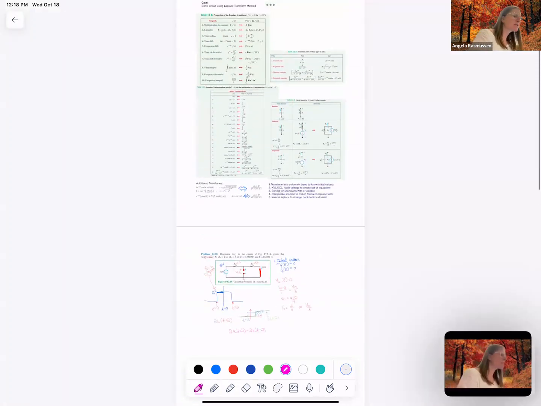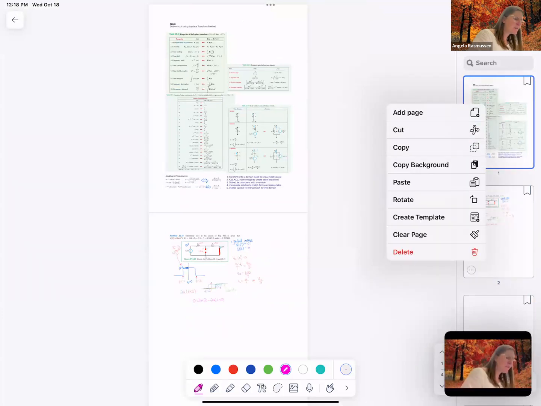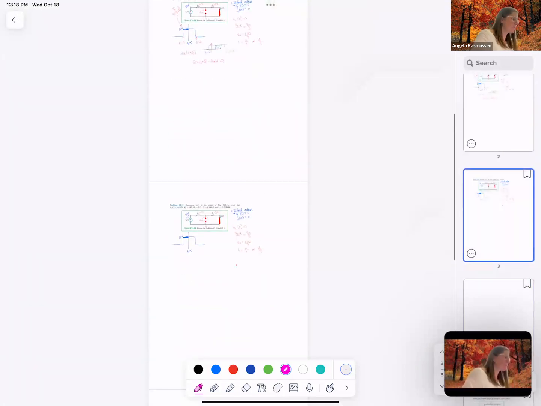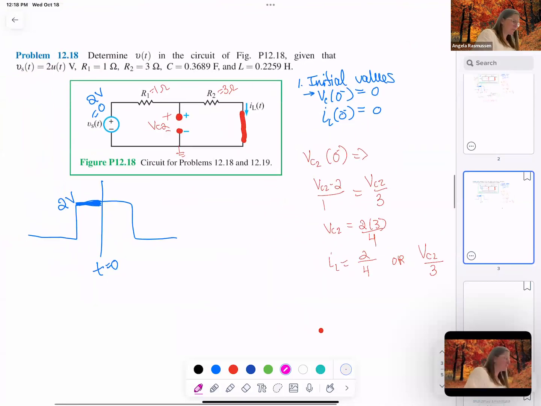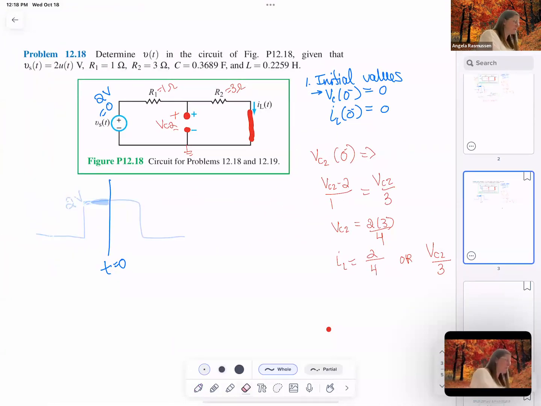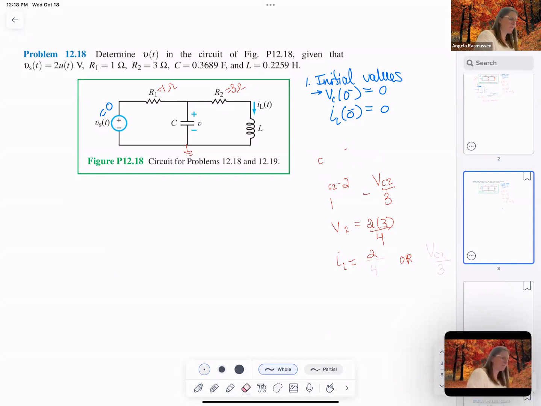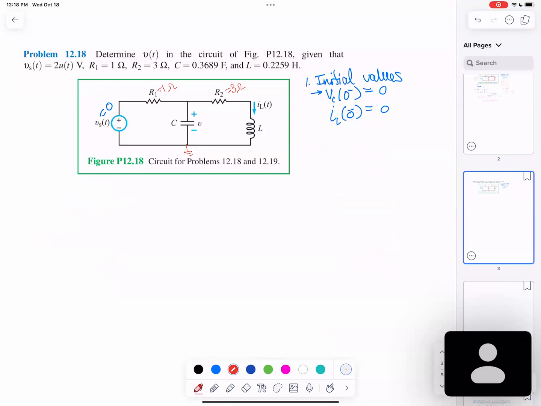Where did my page go? I'll paste. There we go. Okay, so going back to the original problem. All right, so we have initial values. Then what do you do? KVL, KCL, or node voltage to set the equations.